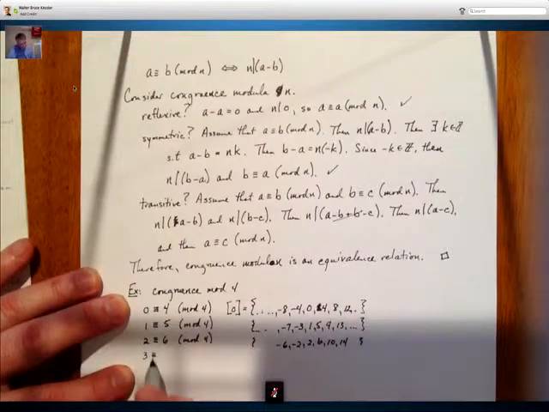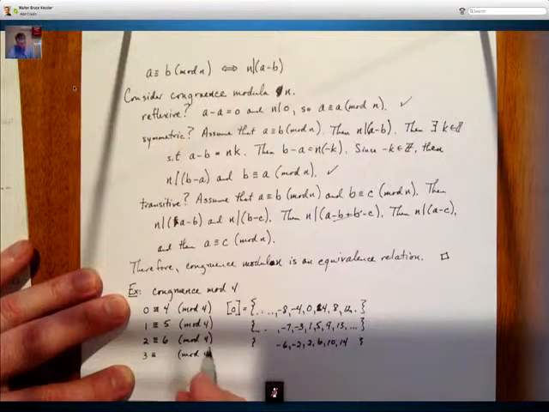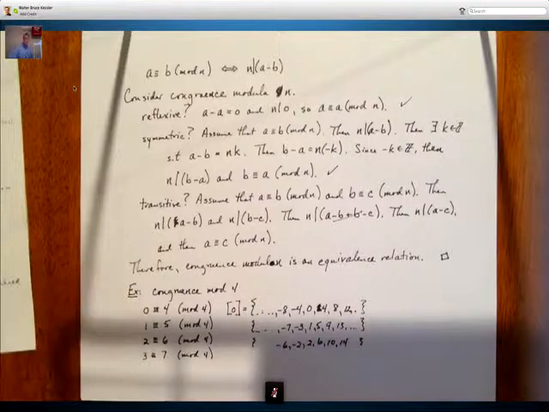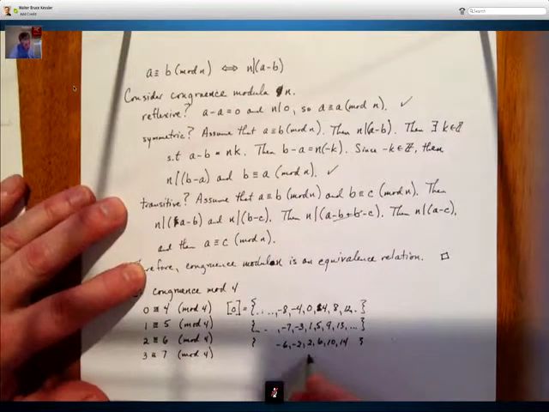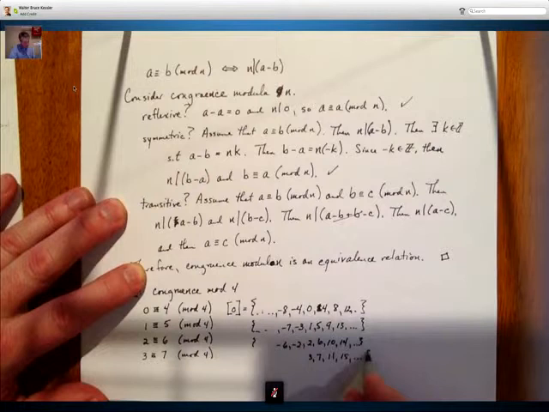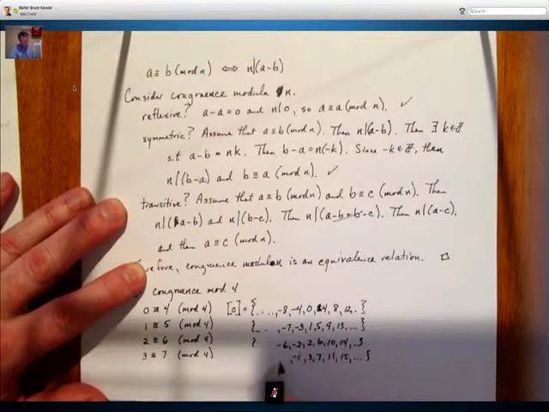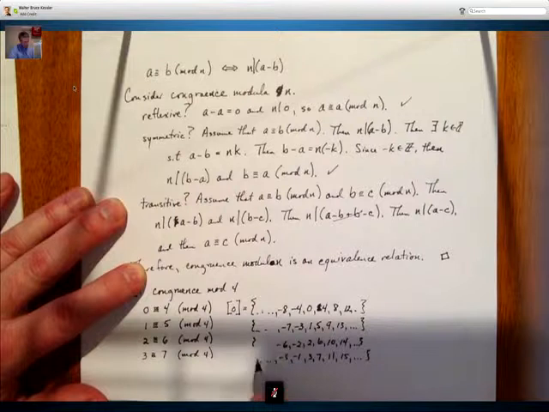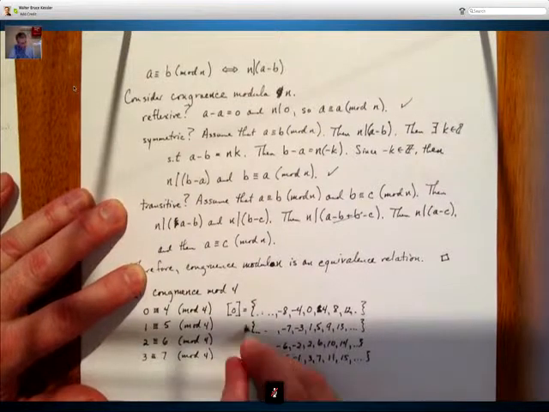And then, let's see, 3, well, mod 4, 7, right? Because the difference between them is divisible by 4. Or they each have a remainder of 3. Okay. Certainly 3 would go in this set, 7 would go in this set, and then 11, and then 15, and on and on. And if you're going this way, then negative 1 and negative 5 and on and on.